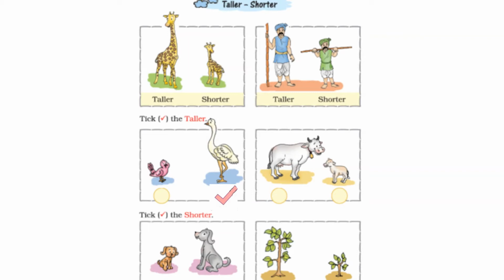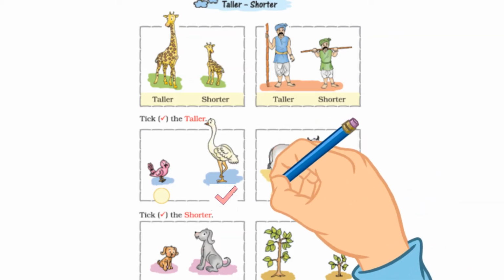Both are shown in the next picture. They have asked which is taller. Who is taller? The cow is taller. Obviously, mom is taller than baby. So you are going to tick the cow picture.